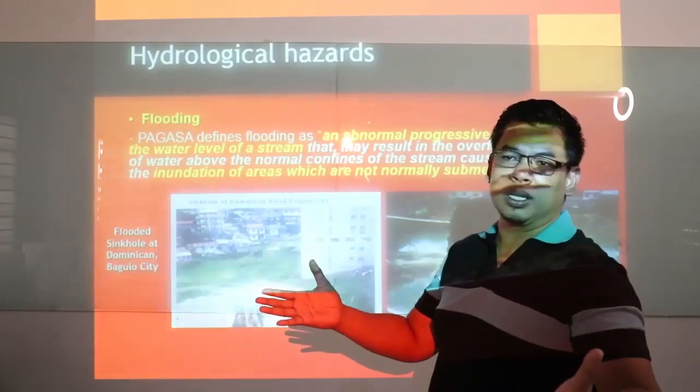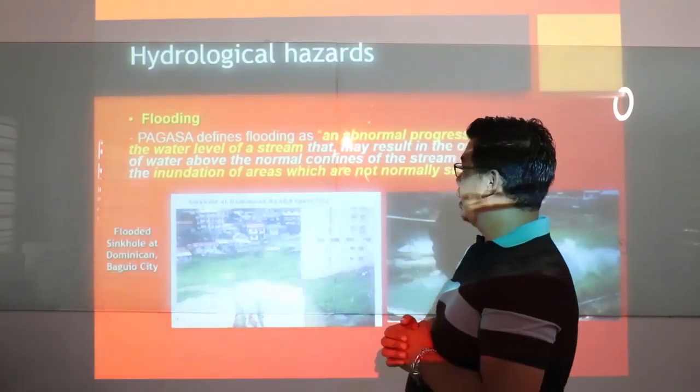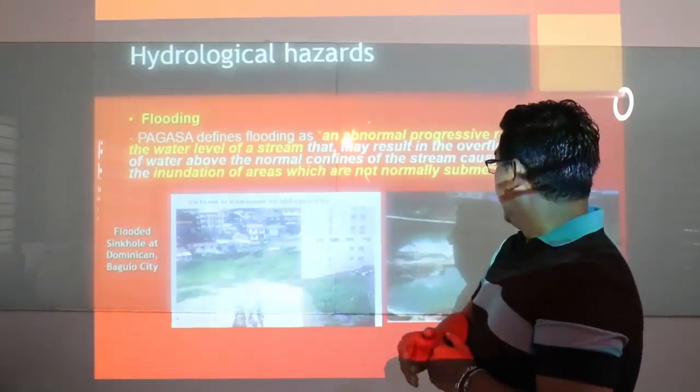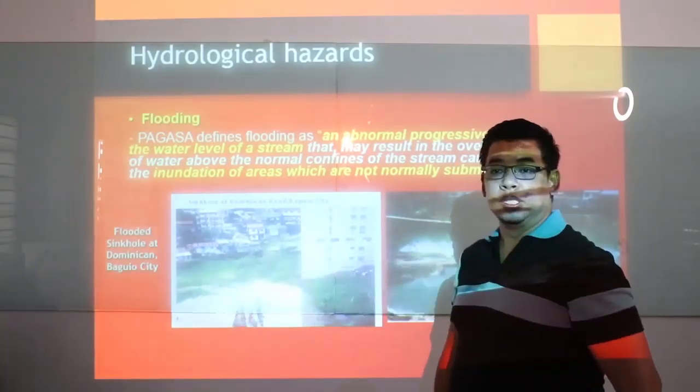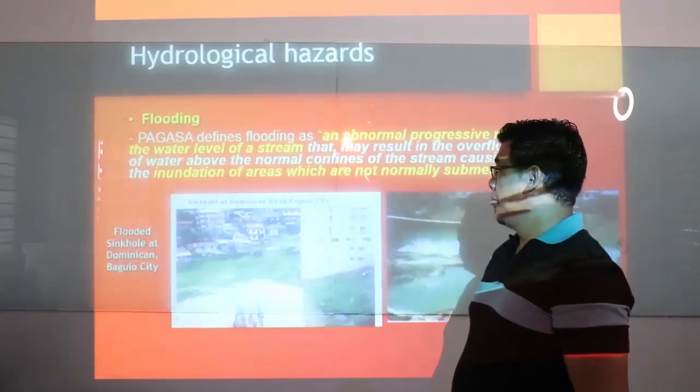Right? Now, our next activity is the identification of hydrological hazards. Well, what are hydrological hazards? It pertains to water. Right? Number one is what we call flooding. Now, as you can see in the picture, here are examples of flood in different areas in our country.